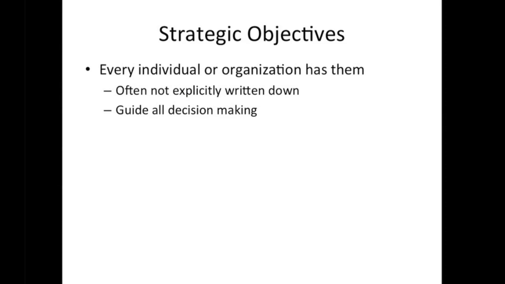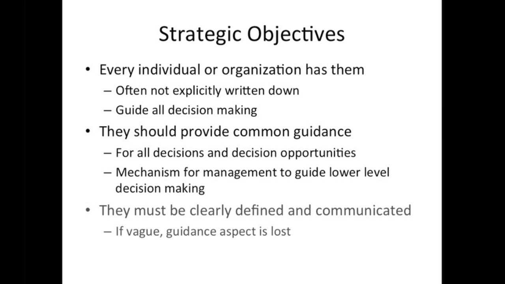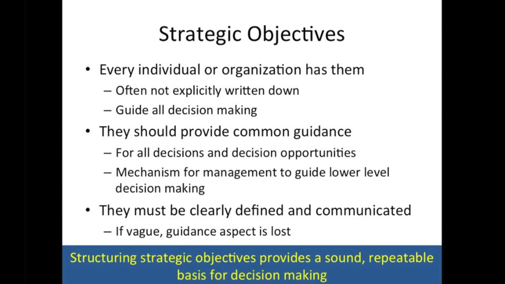Let's talk briefly about strategic objectives. Whether they're clearly defined or not, everyone has them. It's important to make these explicit because they will be the guide to all decision-making in the organization. And don't forget that decision-making also involves the creation of opportunities, not just reacting to decision problems as they occur. And just as we want to clearly define our fundamental objective and the decision context, strategic objectives can't be vague, or else we lose their effect as guidance mechanisms.